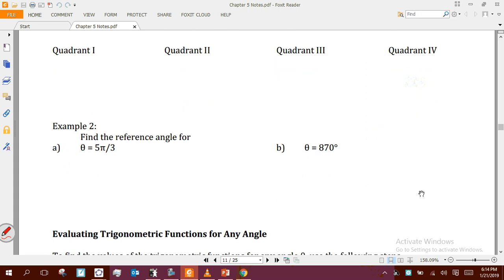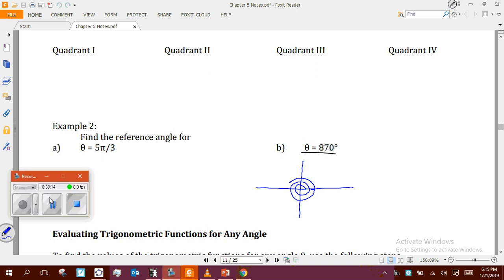Okay, so it says find reference angles for theta. I'm going to do this one first. I think that one's a little bit easier because we're maybe more accustomed to angle measurements. So when I look at theta being 870, the question is, what is my reference angle? So there would be 360 degrees, there is 720 degrees. So I need another 150 to get to 870. So that's 870 degrees traced out basically that vector there.